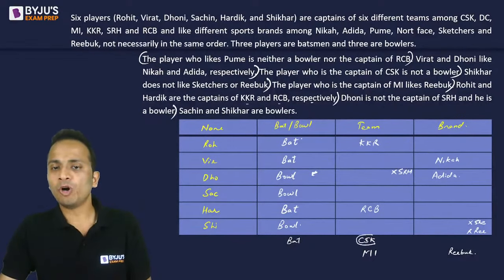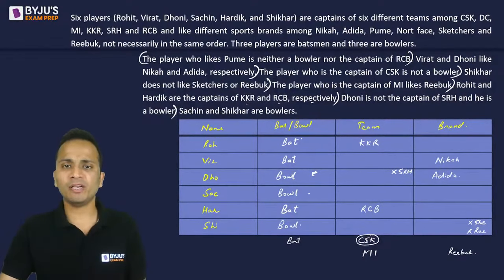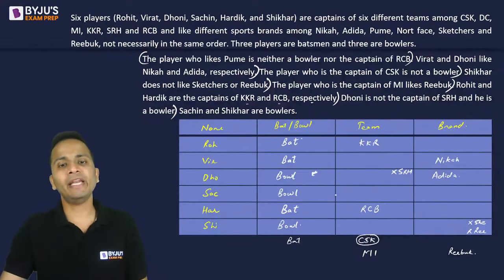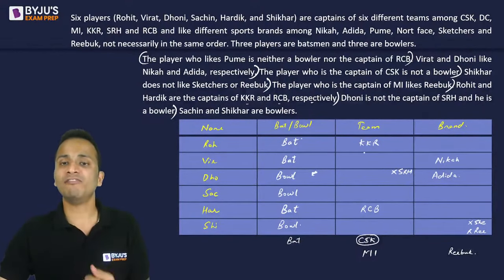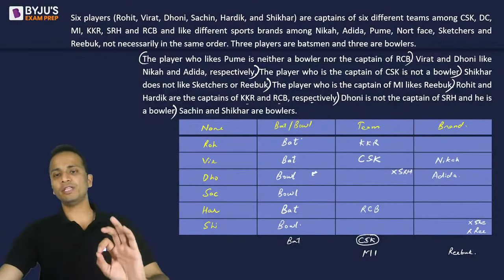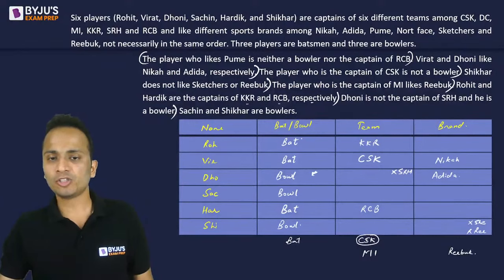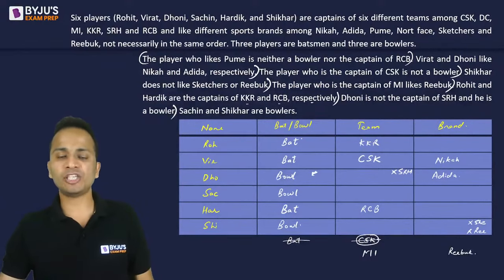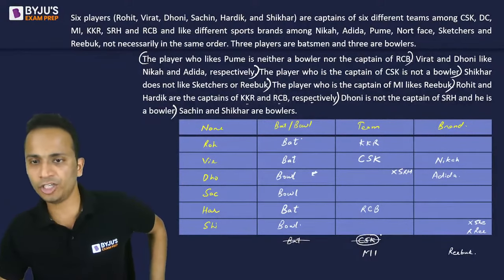Okay, great. Now, look at the bottom of the table. CSK, the person who belongs to CSK should be a batsman. Now, out of the three batsmen, one belongs to KKR, one belongs to RCB. So the remaining batsman who is Virat, Virat should belong to CSK. So I could fill this team CSK, right? So the condition that I have mentioned at the bottom of the screen, I'll remove that condition.